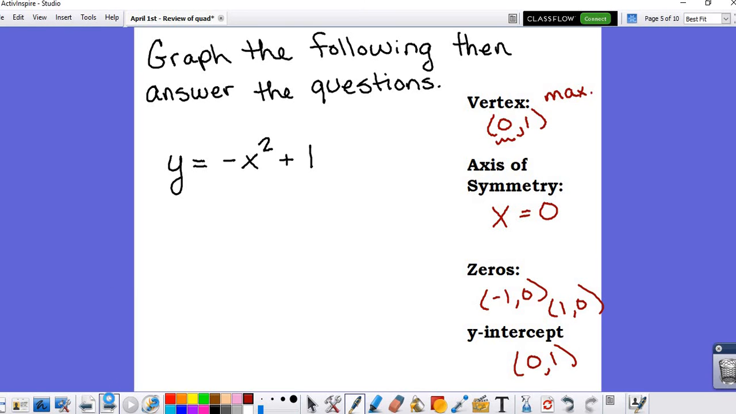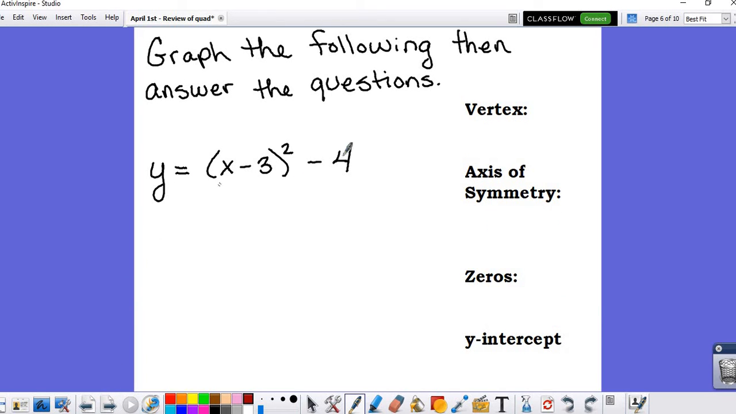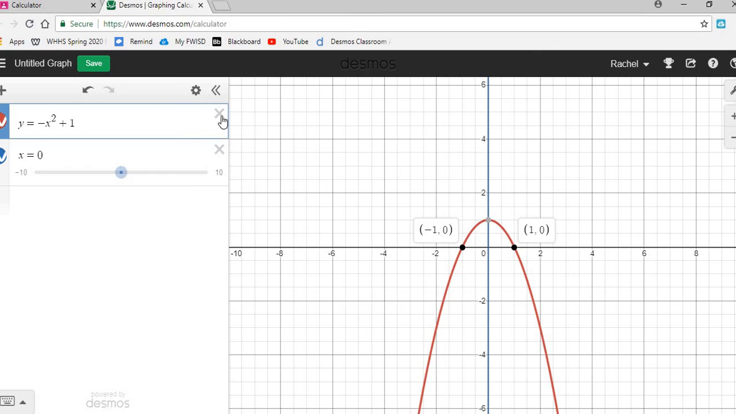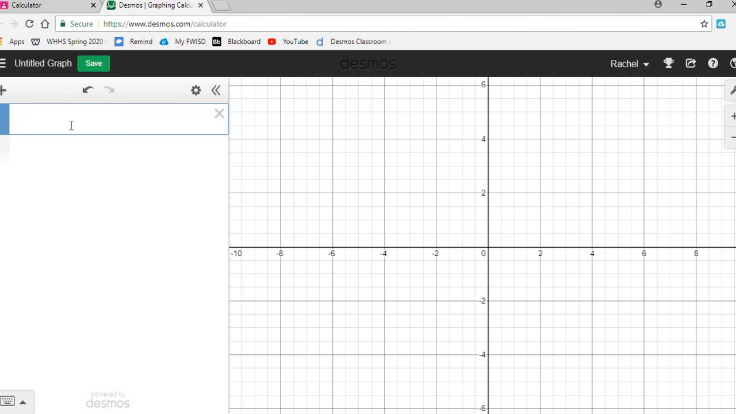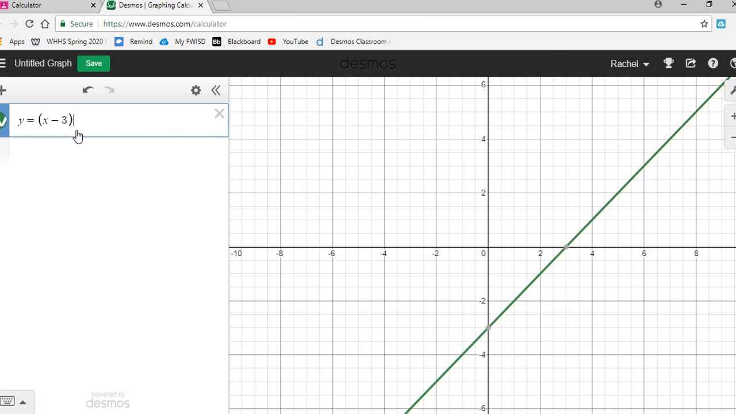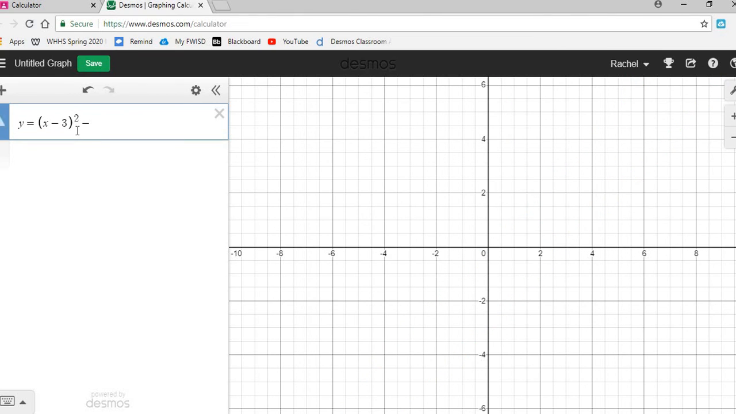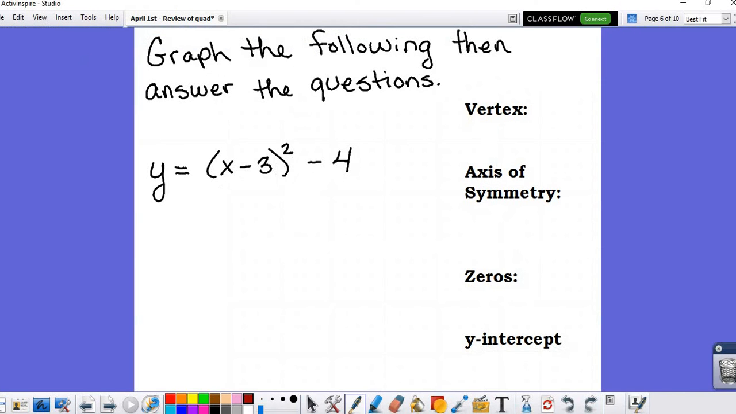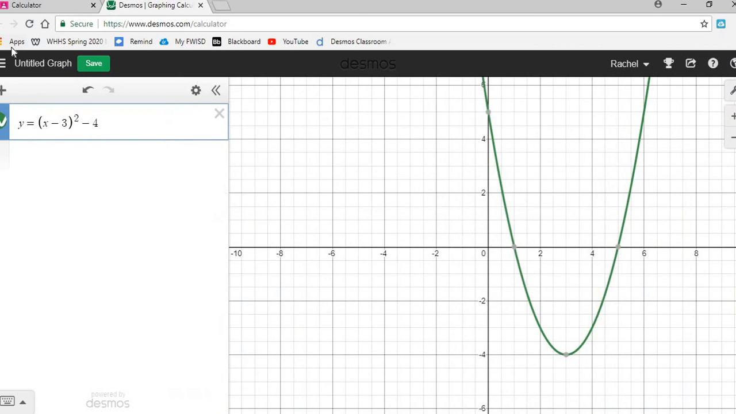All right, so you try this one. Go ahead and graph it on Desmos and then answer the questions. And if you graphed this one, I'm going to clear out the ones I have here just by pressing the X. And then you can click in the box and it will let you type in a new equation. So y equals (x minus 3) squared minus 4. Right?